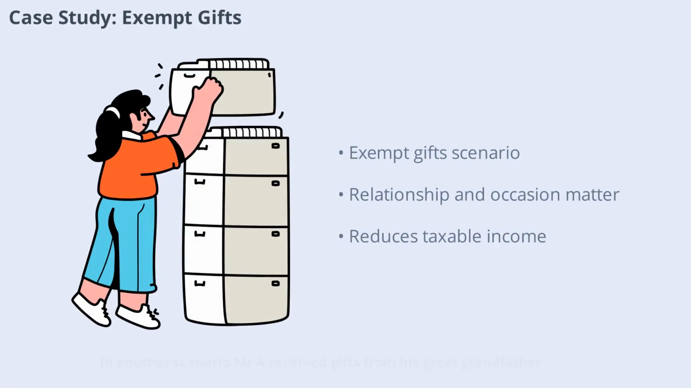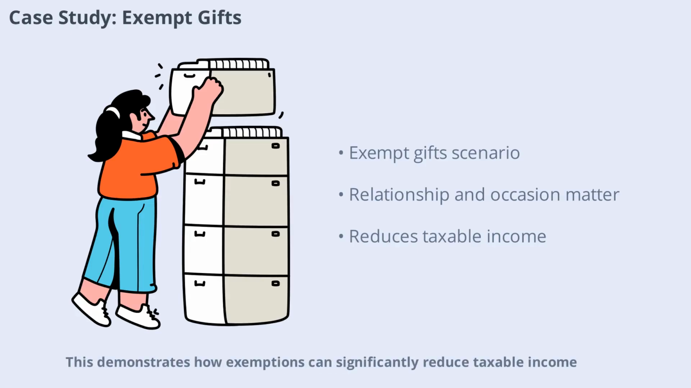In another scenario, Mr. A received gifts from his great-grandfather, a friend who is seriously ill, and on the occasion of his marriage. All these gifts are exempt from tax due to the relationship, occasion, or circumstances. This demonstrates how exemptions can significantly reduce taxable income.